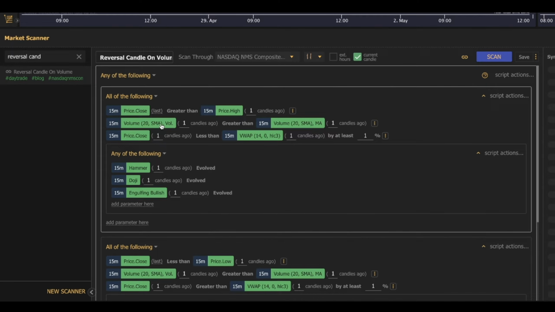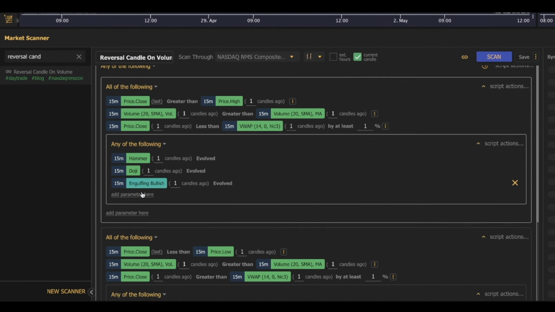We've got volume on that reversal candle is greater than the average volume. And the close of that reversal candle is less than the VWAP by at least 1%. So it's extended to the downside. In addition, we're either seeing a hammer, a doji, or an engulfing bullish candle.